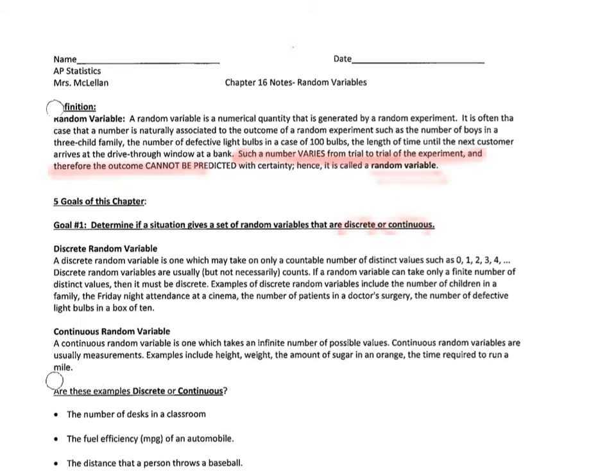Page number 2 in your packet is we're going to just quickly go through what we had talked about yesterday. When we did our coin tosses yesterday, we said that getting heads was a random variable because we had varying amounts of heads from person to person, okay? And that number of heads you got couldn't be predicted because we were tossing the coin and it was a random result. So that is why it was called a random variable.